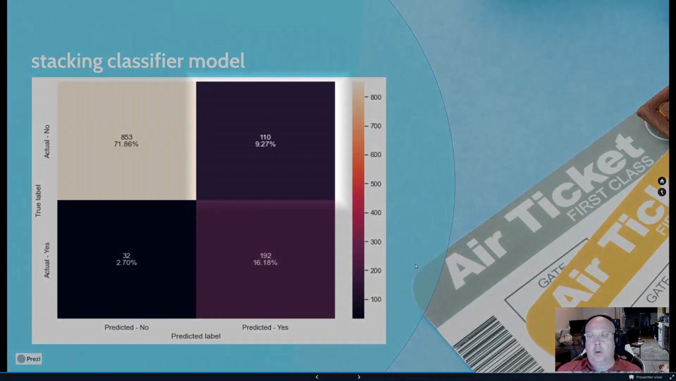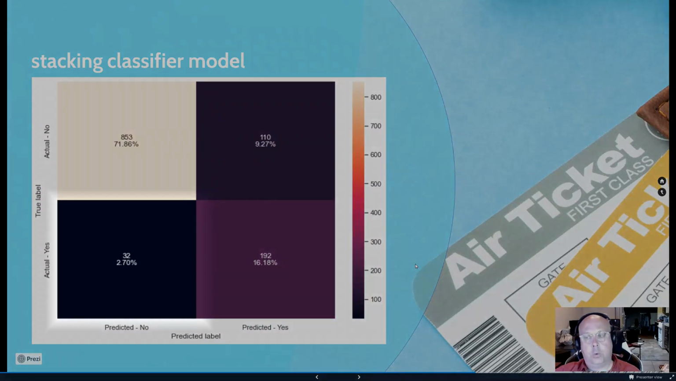Look at the upper right quadrant. These are false positives, people that were not interested in buying a travel package, but the model thought they would be interested. Any marketing directed toward these people is probably wasted.